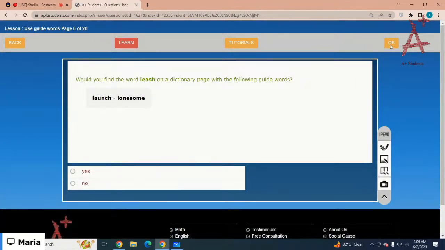Okay, would you find the word leash on a dictionary page with the following guide words, launch and lonesome? Which is the correct option, yes or no? Yes, leash is on the same page because E is in between A and O. So the correct option is yes. Very good. Okay, let's move on to the next one.